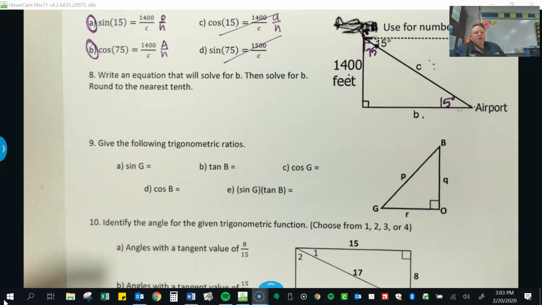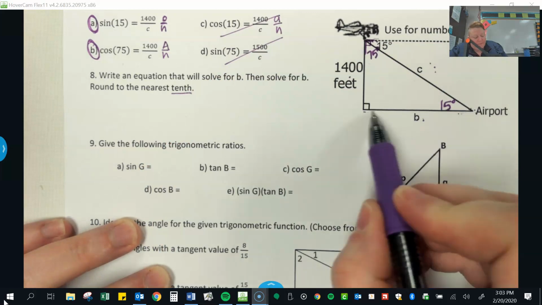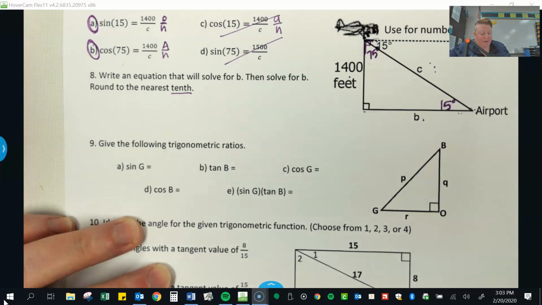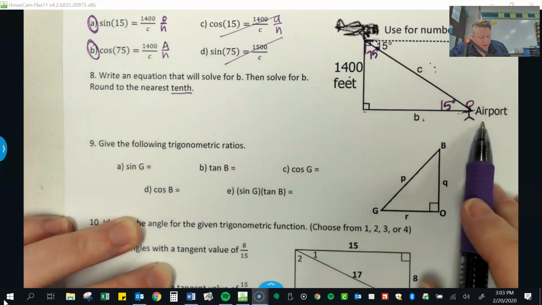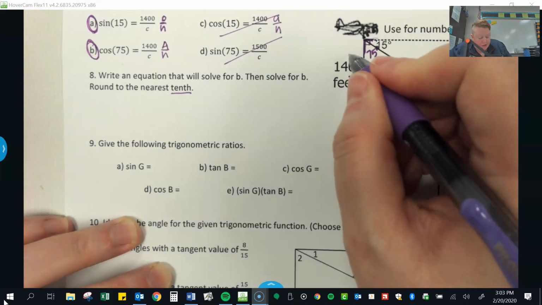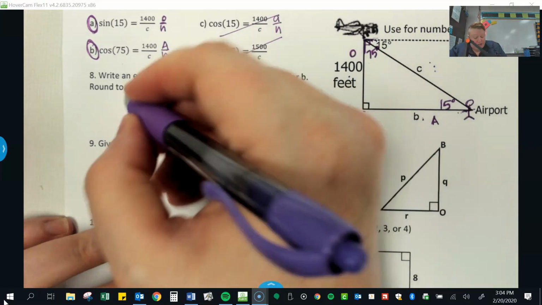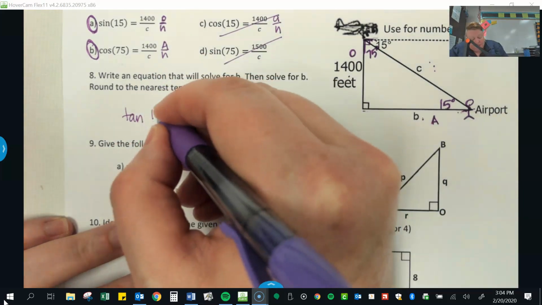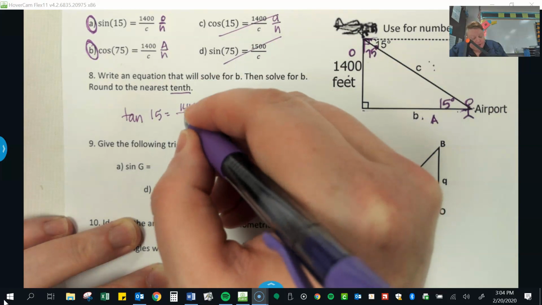Now it wants us to write an equation that will solve for B. It says round to the nearest tenth. Okay? This is B down here. Since you have both angles, you can stand wherever you want. It doesn't matter. I'm going to stand right here at 15. Okay? So, I'm solving for B, so this is my adjacent side. And I have 1400, which is my opposite side. The tangent function is the one that uses the opposite and the adjacent. So I'm going to say tangent of 15 equals the opposite over the adjacent.